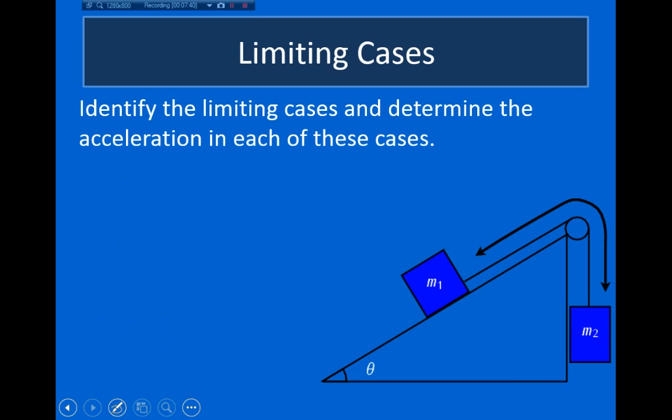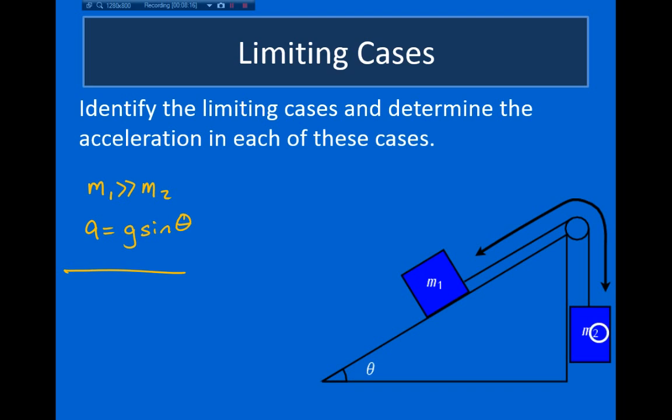So this is the last example I want to look at, and basically it's just going to combine the previous two examples. We're just asked to identify the limiting cases for this scenario I have drawn here on the right. So again, just like the previous problem, if m1 is much, much bigger than m2, we can ignore m2. So if m1 is much bigger than m2, we just have a block accelerating down a frictionless ramp. And in this case, we know the acceleration. It's going to be g sine theta. That's what we saw in the first example.